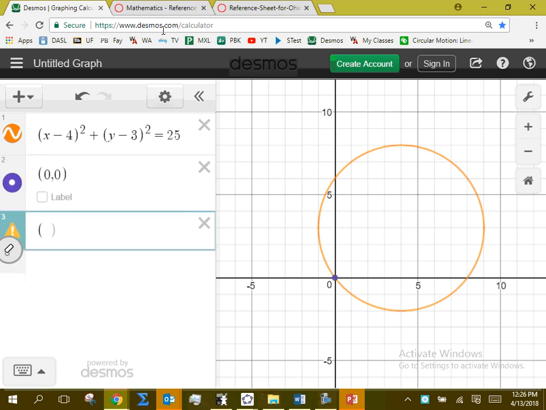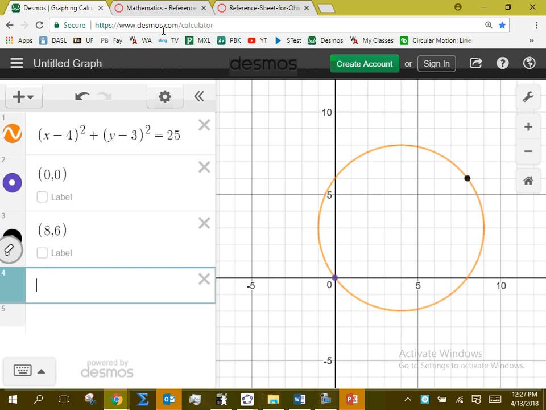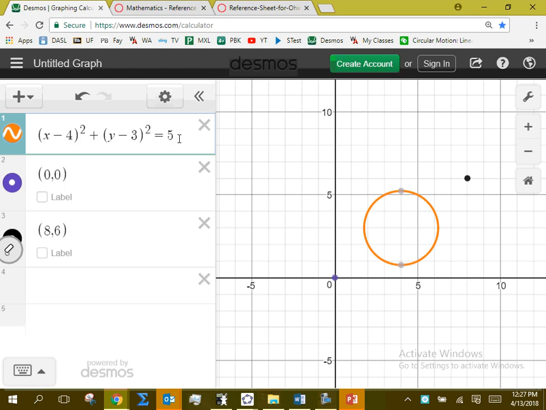0, 0, and 8, 6. If I plot those, do they both show up on my circle? Yeah. Because this happens a lot, people forget to square the 25. So maybe they left it as just 5.